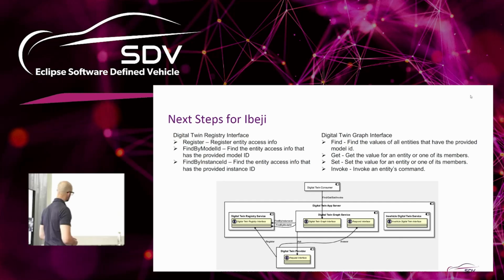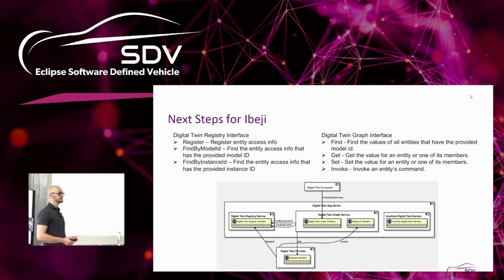There's a find operation, which allows you to find all the digital twin values that match a specific model ID. So let's assume you had multiple seats in the car. You could find by the model ID for a seat, and it would return all the actual digital twin values that match that.